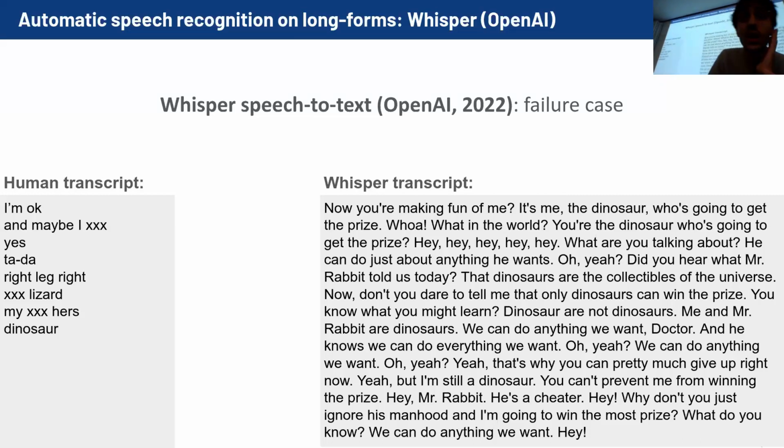Which is quite surprising. We explain this behavior by the language model component. The model embeds a language model component, which may make the system hallucinate speech when there's none. So basically, it created a whole story that has never been said in the audio.